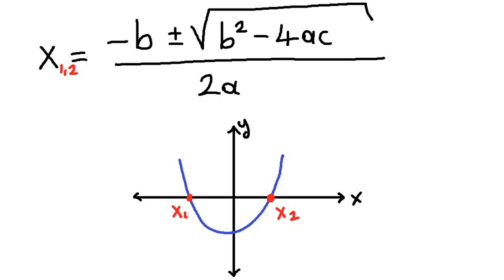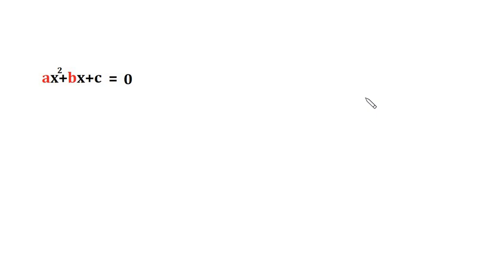Let's derive the quadratic formula. Our quadratic formula is negative b plus or minus square root of b squared minus 4ac all over 2a. Now we're going to derive this formula. Let's use the completing the square technique. Our standard form for quadratic functions is ax squared plus bx plus c equals 0.